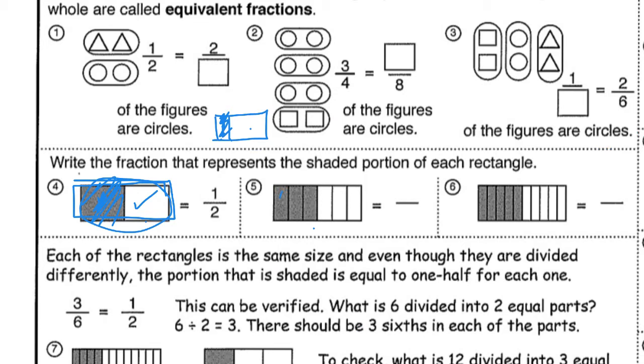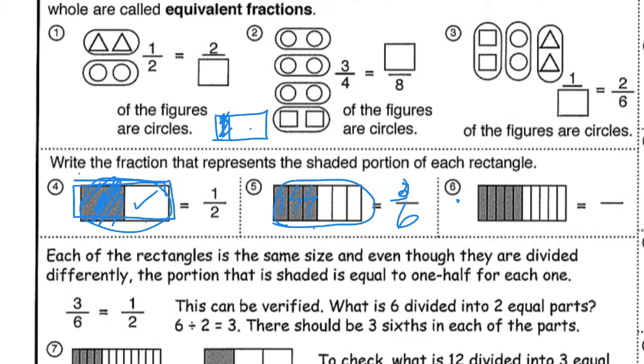Now, what do you think is shaded right here? Well, we have 1, 2, 3 that are gray. How many do we have altogether? Of course, there are 6. So we could say that 3/6 are shaded. Write that in there, and then I want you to do number 6 by yourself.